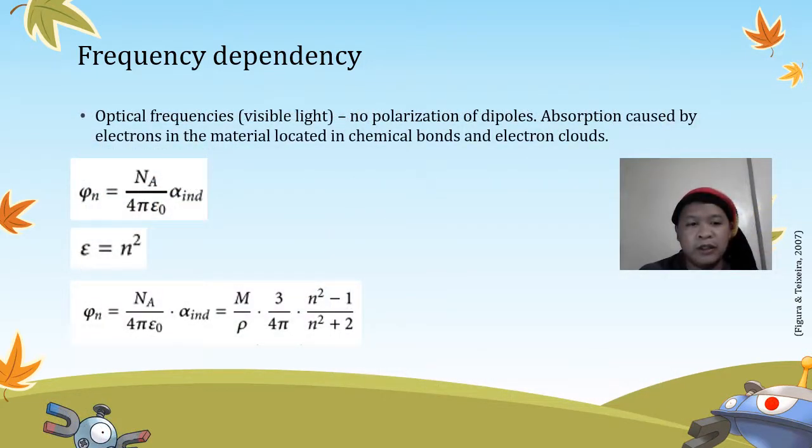When we are dealing with optical frequencies, aka visible light, there is no polarization of dipoles, and absorption is caused only by electrons in the material, which are located in the chemical bonds in the electron clouds. Hence, in this case, the polarization potential could be determined by determining the n, which is the refractive index of the material, an optical property. This of course applies when we are dealing with optical frequencies of visible light.